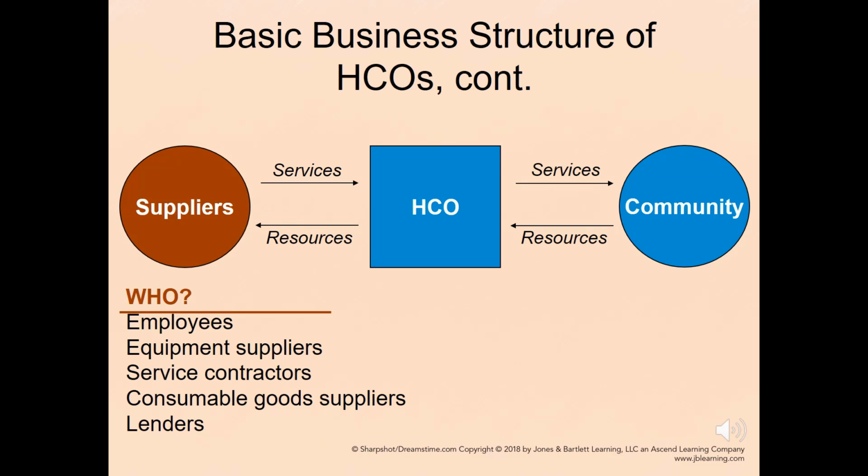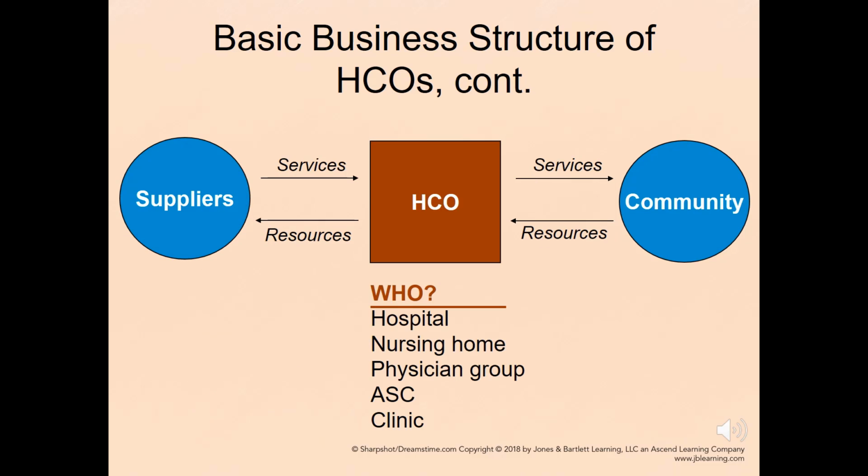So who's the supplier? Suppliers include employees, equipment suppliers, service contractors, consumable goods suppliers, and lenders. All make up the supplier bucket. The healthcare organization, as you can imagine, would be a hospital, a nursing home, a physician group, an ambulatory surgery center, or clinic.